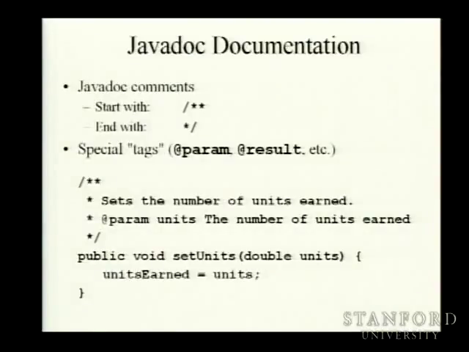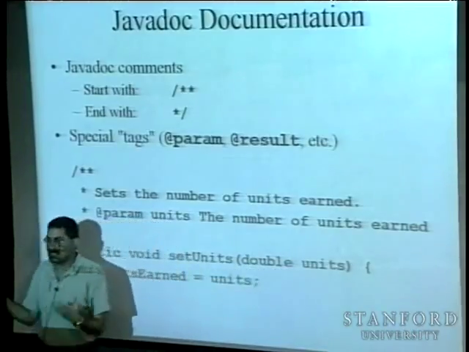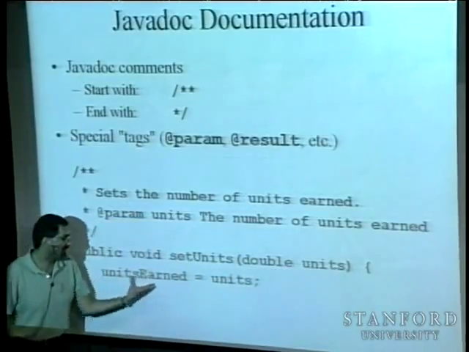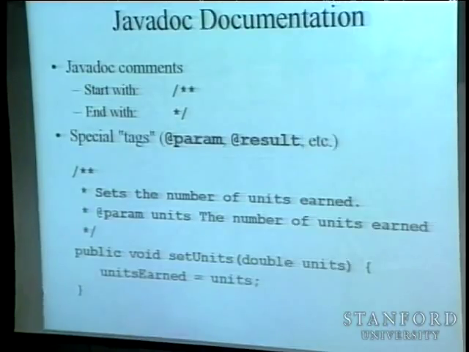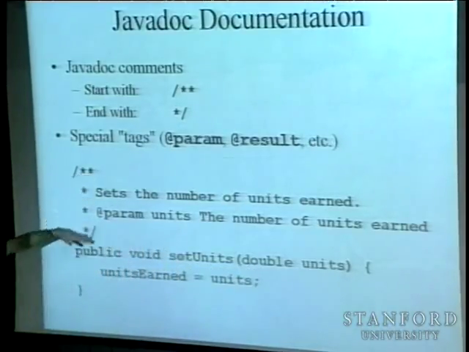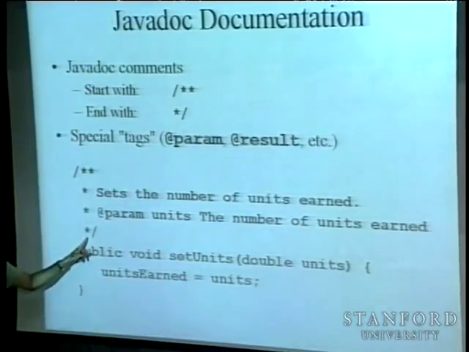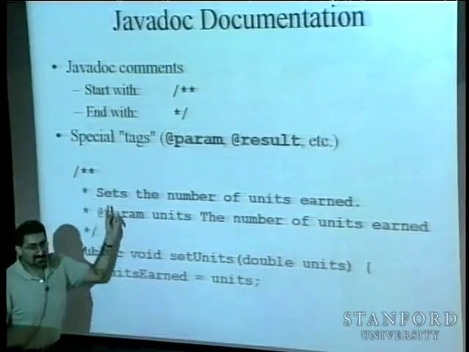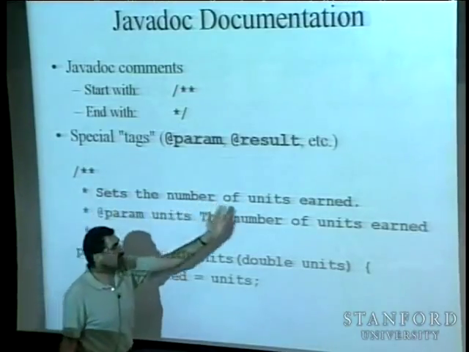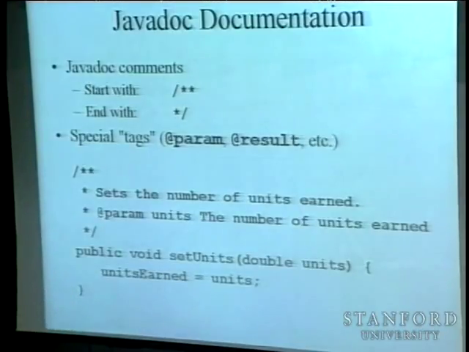Okay? So here is a method, and this method might be one that just sets the number of units someone earned. So it's called setUnits. It takes in some number of units as a double, and let's say we have some instance variable somewhere, unitsEarned, which is how many units you've earned at college so far, which just gets set to units. This comment here is a JavaDoc comment, right? It starts with slash, 2 stars, and ends with star slash. Inside the comment, we still comment what the function does, just like a normal comment, and we specify whatever we want to explain to the user.